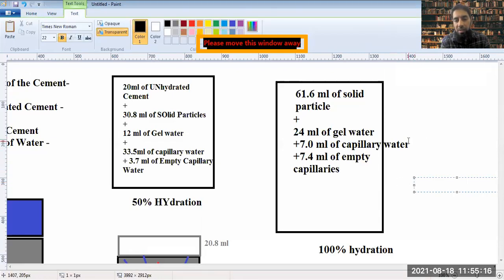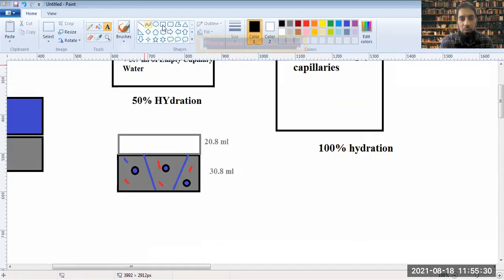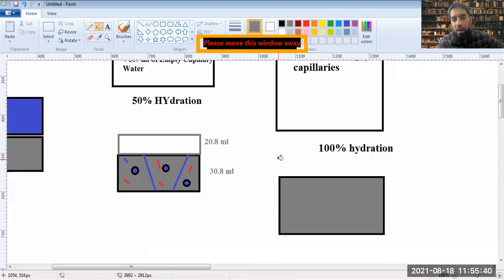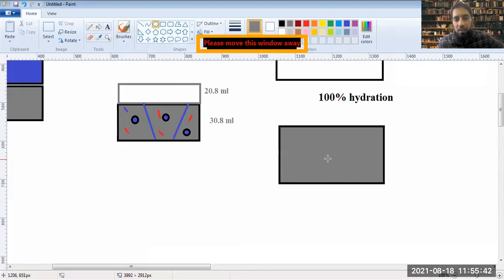Now, if 100% hydration was to be achieved, that would comprise around 61.6% of the hydrated solid mass. 24 ml is still gel pore within that solid mass. So this all is now solid mass at 100% hydration, and you have gel pores within it.